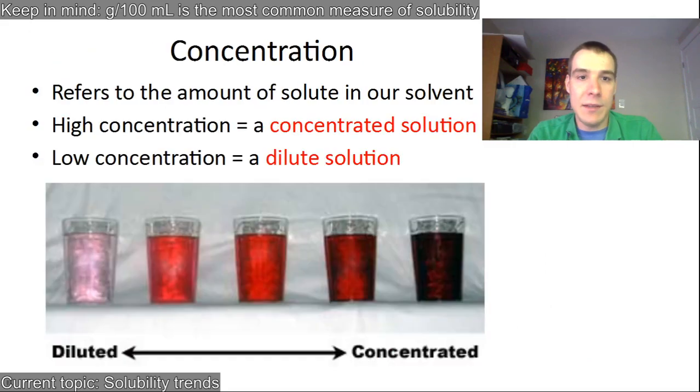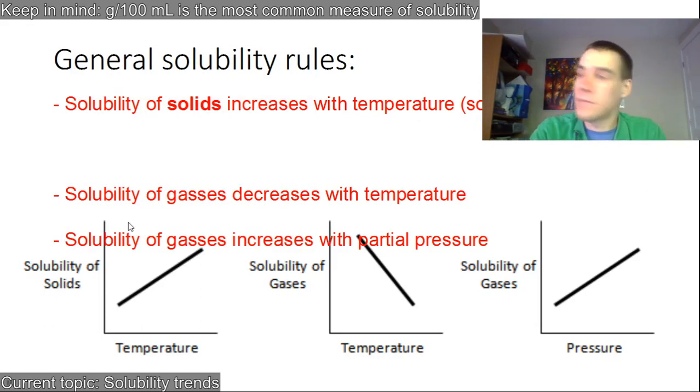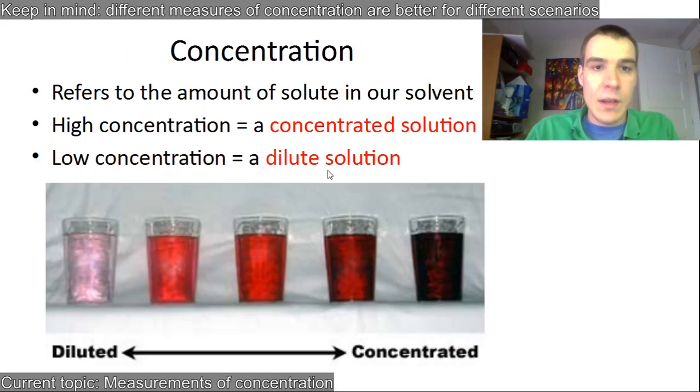Okay, that's solubility rules. Let's get into our last piece, which is measurements of concentration and then molar concentration. So I'm going to fly through these pretty quick. We're going to talk about concentrations and expressing concentrations. Concentration is the amount of solute in the solvent. High concentration is concentrated, low concentration is dilute.